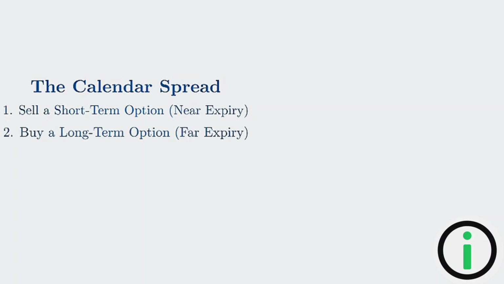So far, we have looked at strategies where all the legs or options expire on the same day. Now, let's introduce a strategy that plays with time: the calendar spread. A calendar spread involves two steps. First, you sell a short-term option with a near expiry. Second, you buy a long-term option with a far expiry. Critically, both are at the same strike price.